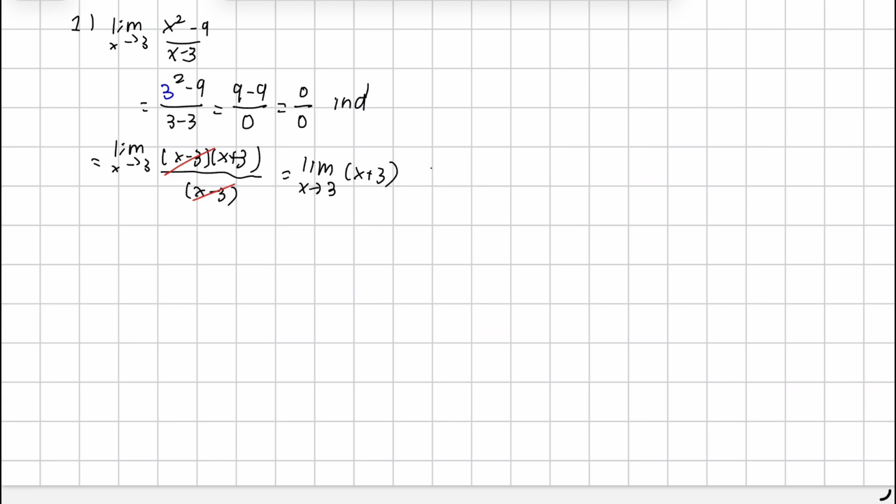So now you can just do direct substitution, because our denominator is no longer equal to 0, and we're in a form we can finally evaluate. So this is just going to be 3 plus 3, and once you've reached a point of direct substitution, you no longer have to write the limit as x approaches 3. So this is equal to 6, so our limit is 6.